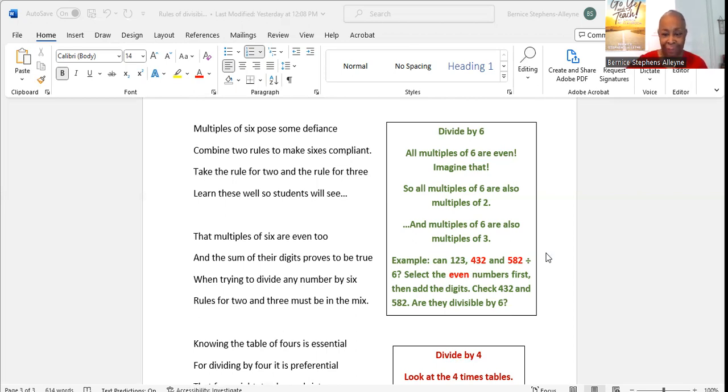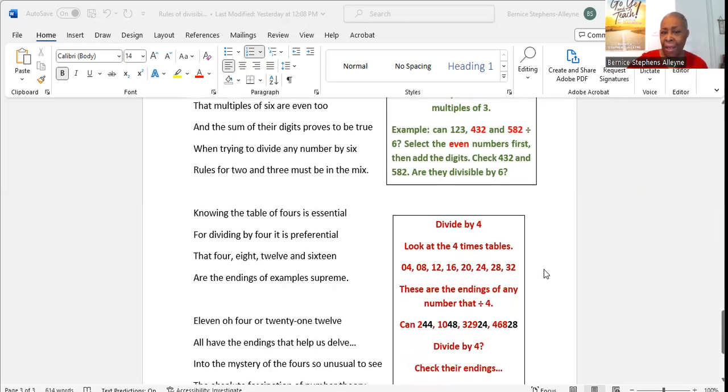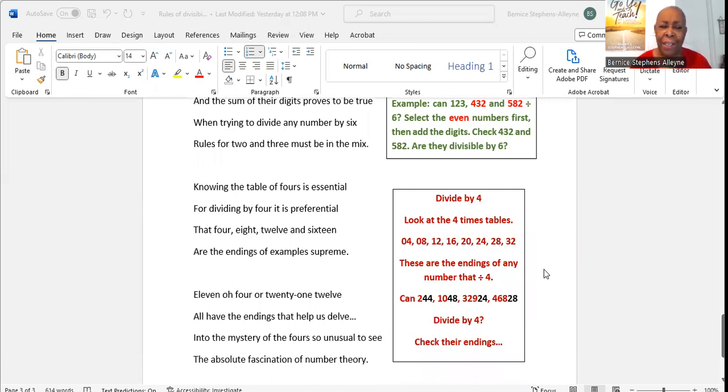It really is. Now let's go to 4. That's our last one. Knowing the table of 4s is essential. For dividing by 4, it is preferential that 4, 8, 12, and 16 are the endings of examples supreme. 1104 and 2112 all have the endings that help us delve into the mystery of the 4s, so unusual to see, the absolute fascination of number theory.